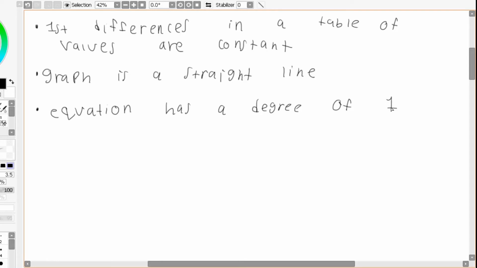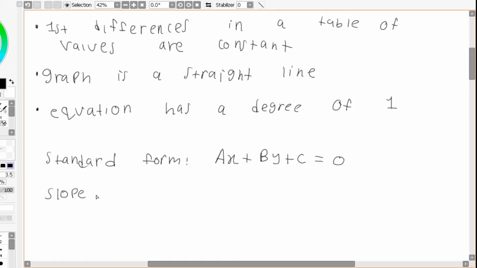The most common way to express a linear relation is in standard form or slope y-intercept form. The standard form looks like this: ax plus by plus c equals 0. And then the slope-intercept form looks like y equals mx plus b, because we have the slope and the y-intercept.